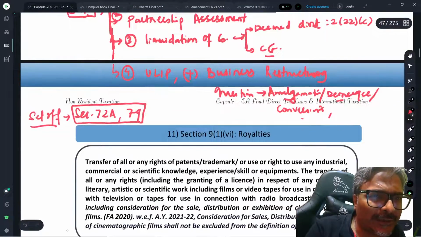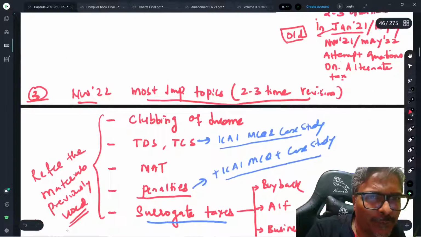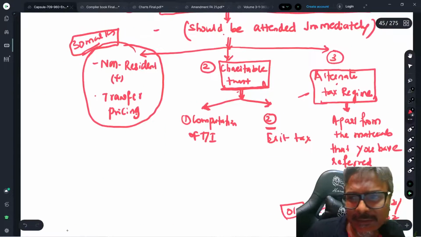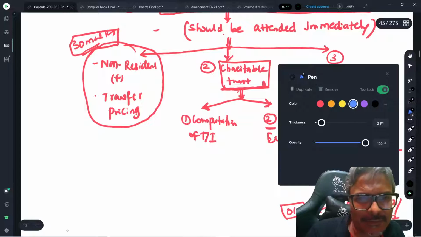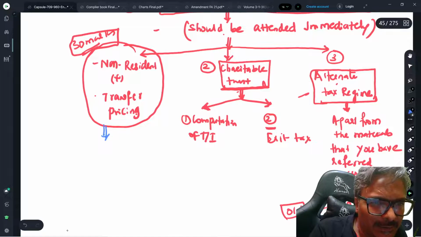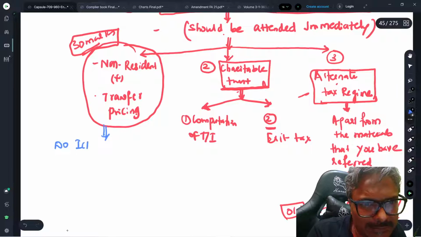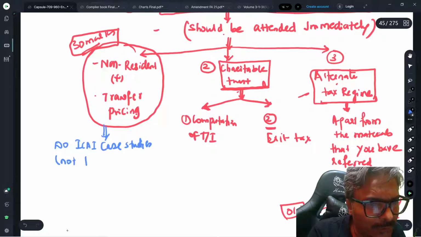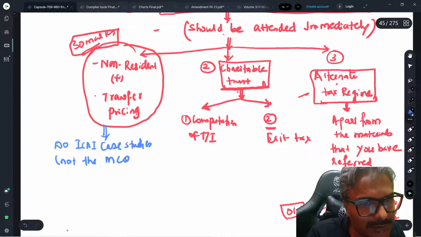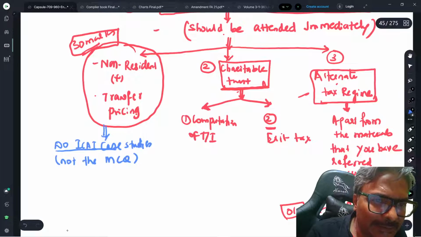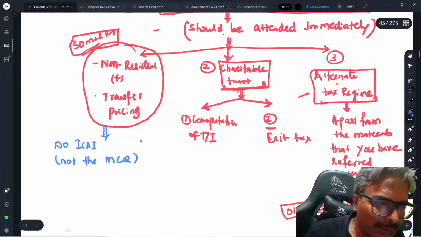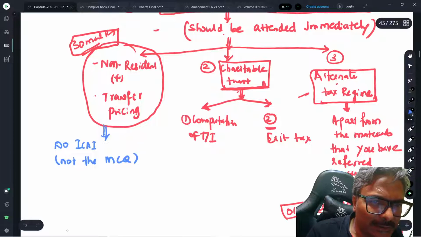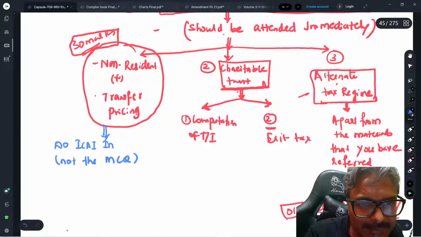Now students, just one thing I forgot, if you can allow me to put it across. Here in this case, if possible, do ICI case studies here, not the MCQs. MCQs you can skip, but the case studies, or may I say integrated case studies. Do ICI, please write here, ICI integrated case studies.